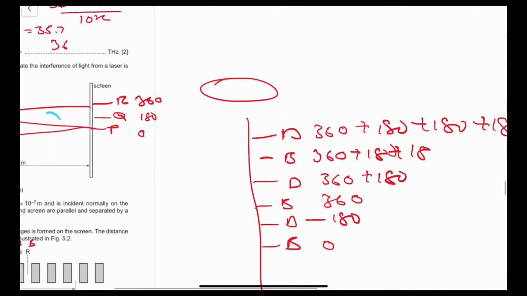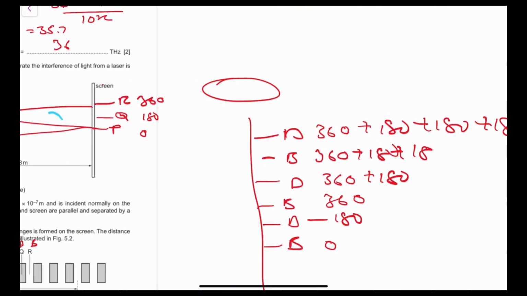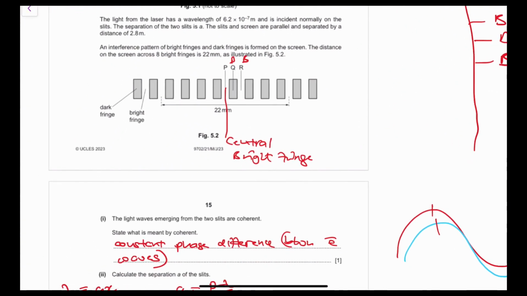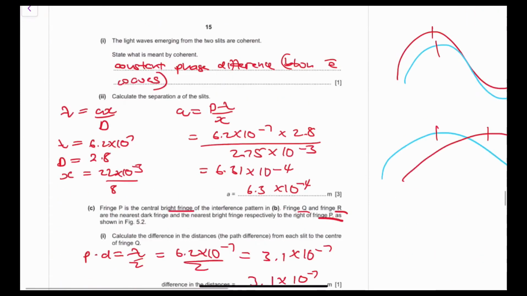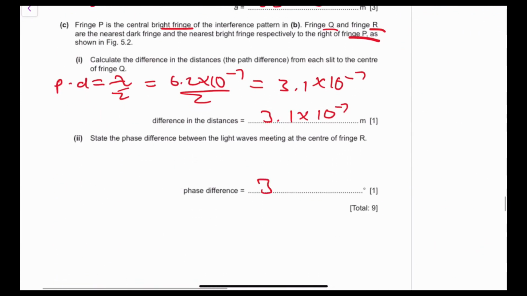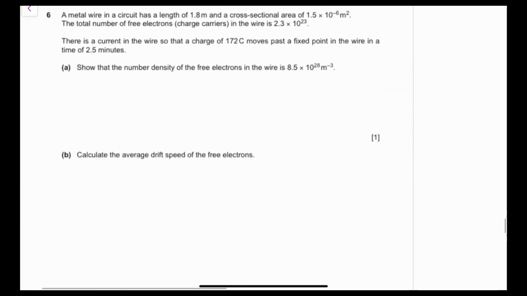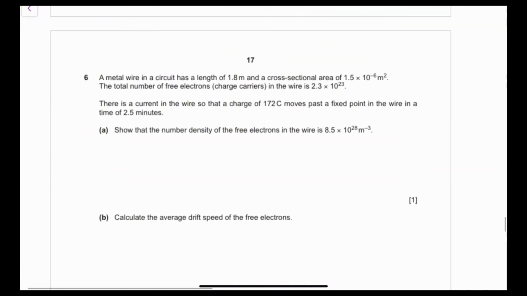So a question might have given you R that is about certain fringes away from P. It will keep on increasing by 180. So if we had Q, from P to Q is 180, from Q to R is 360. So the phase difference is actually 360 degrees. Very important. So moving on to the next question, question number 6.